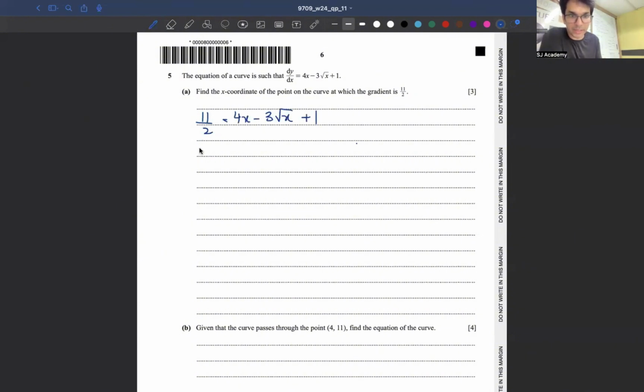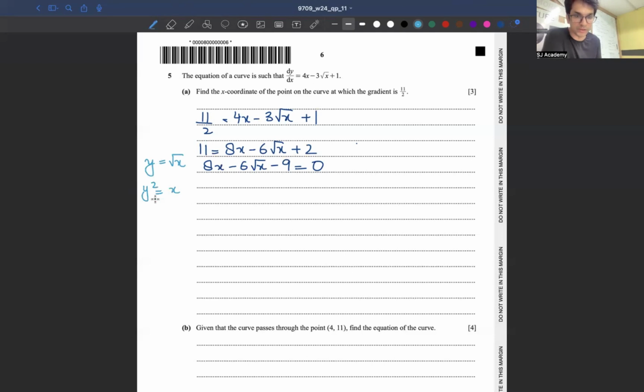Now cross multiplying, we'll get 11 is equals to 8x minus 6 root x plus 2. Bringing the 11 on this side, we'll get 8x minus 6 root x plus 2 minus 11, that's minus 9 equals to 0. Now, this is a form of a quadratic equation. We can just use a simple substitution. We can write y is equals to root x and y squared will be is equals to x.